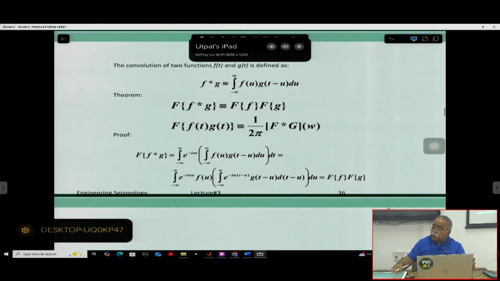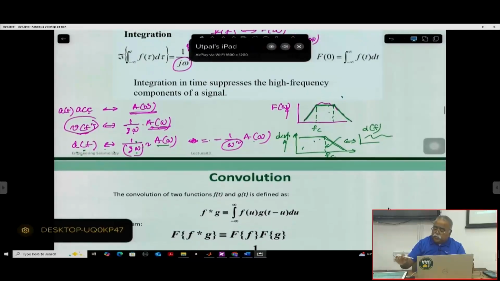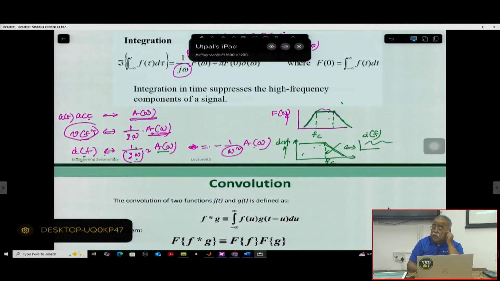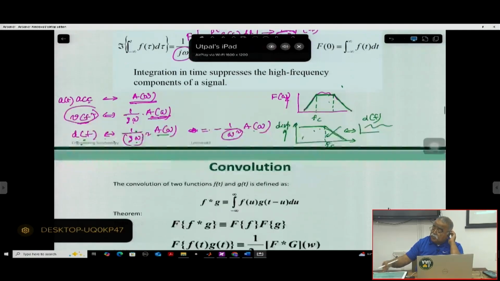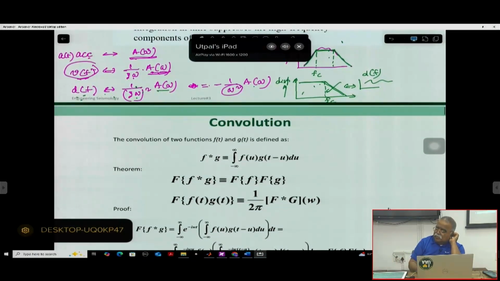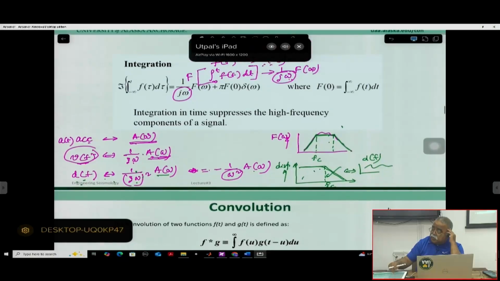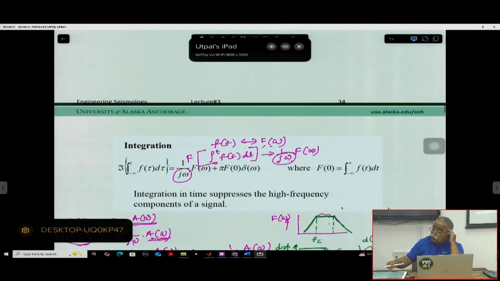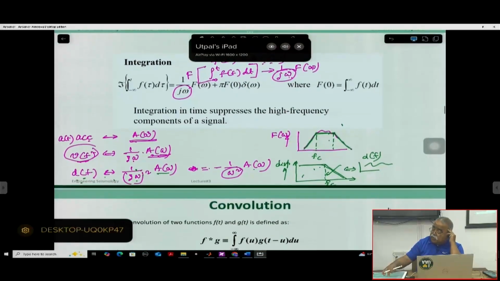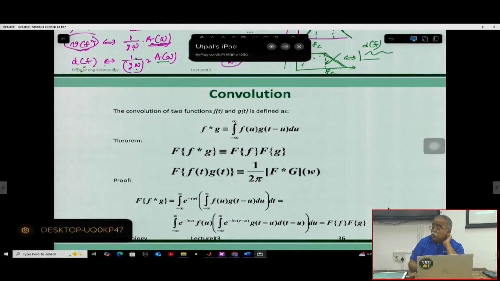So this is a very important relation, this frequency division and integration, because we always like to calculate from the acceleration pulse to the displacement pulse, or from the displacement or velocity pulse to the acceleration pulse. So then we can use these two properties, the integration property and the differentiation property, to calculate the Fourier transform, right?